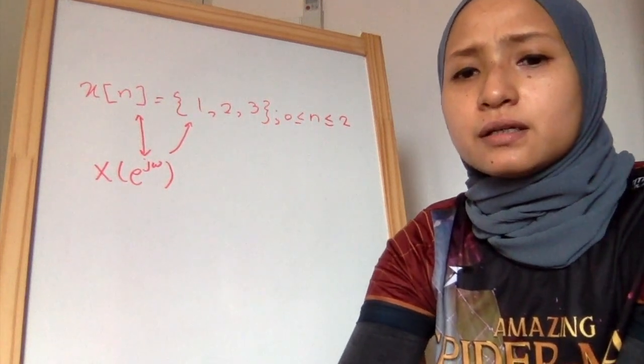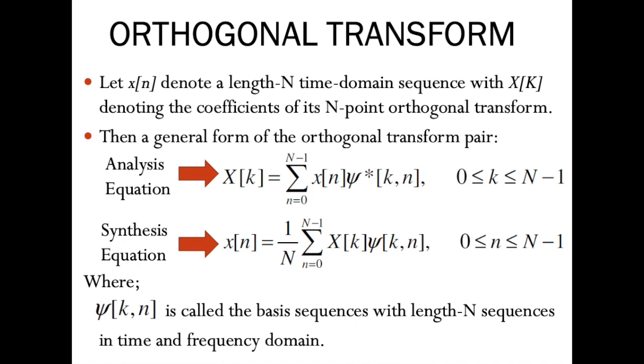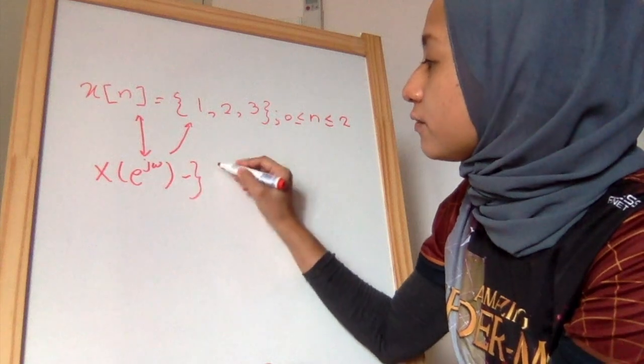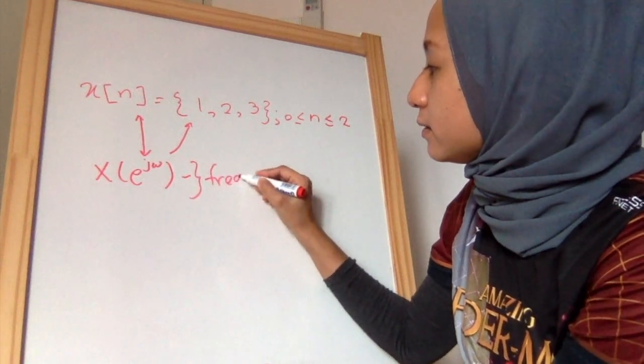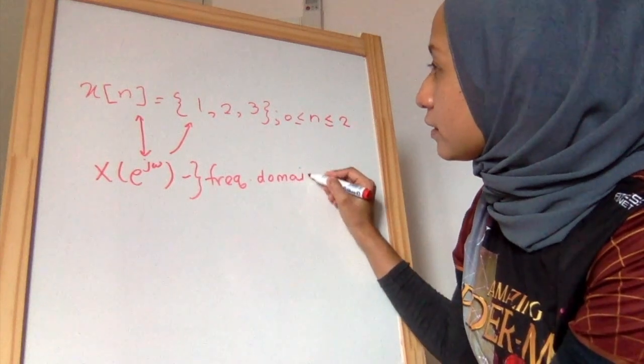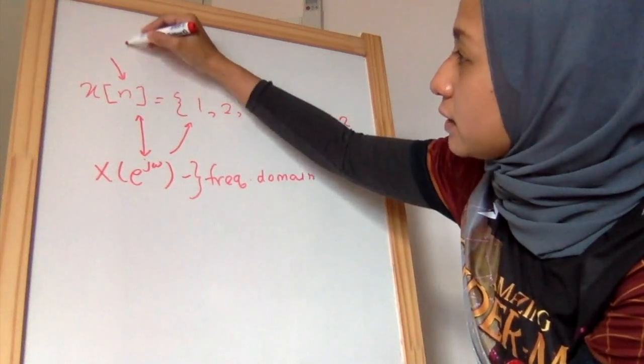So what is orthogonal transform? Let's say we have x[n] denoting a length N time domain sequence with X[k] denoting the coefficients of its N-point orthogonal transform. In orthogonal transform, this is called frequency domain. This is called time domain.